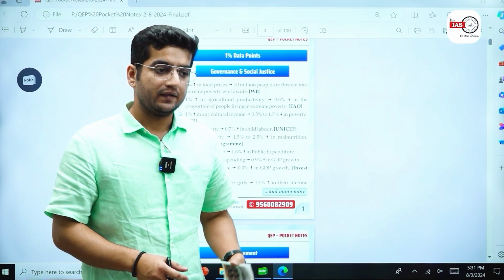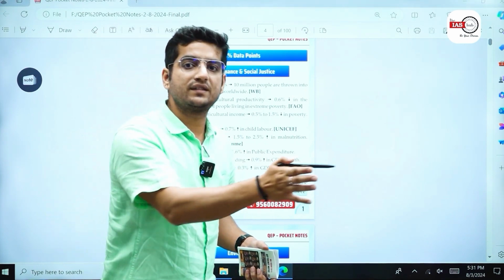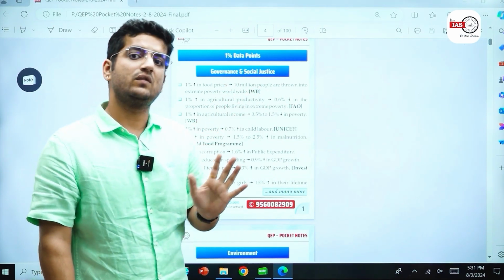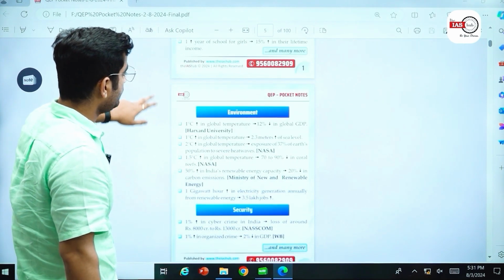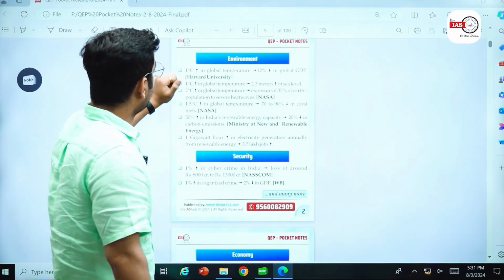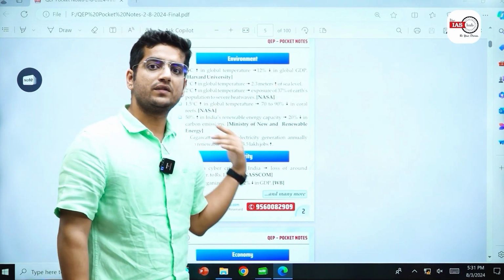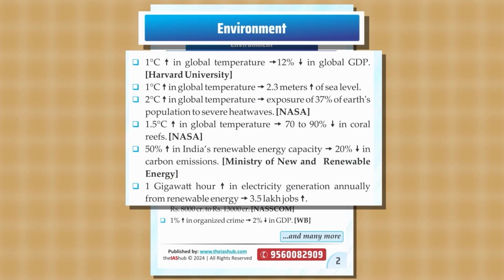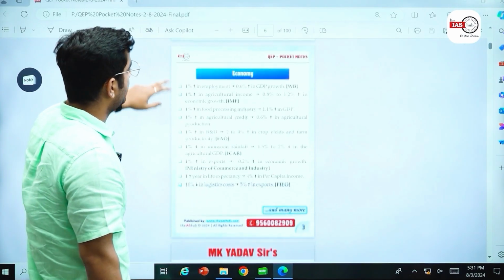For example, there have been previous year questions like self-help groups, etc., acting as an anti-poverty vaccine. So when you are talking about an anti-poverty vaccine, if you have this data point in your hand, it will help you. That's what it is all about. Similarly, 1% data points are here. Come to environment: 1% increase in global temperature leads to 12% decrease in global GDP. This is a Harvard University research. In environment, many times it becomes difficult to start the answer with dynamic introductions. This can help in that. Similarly for security, similarly for economy.